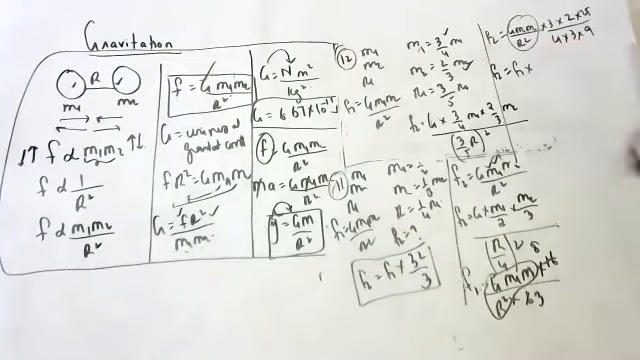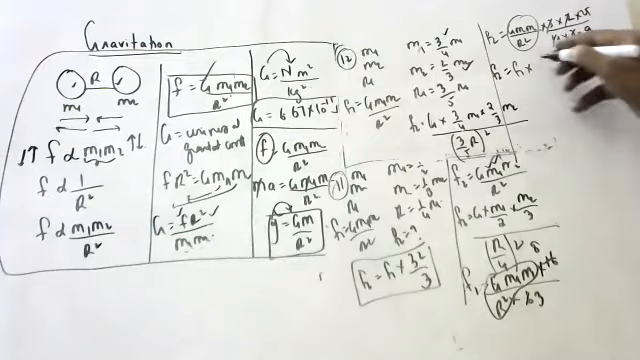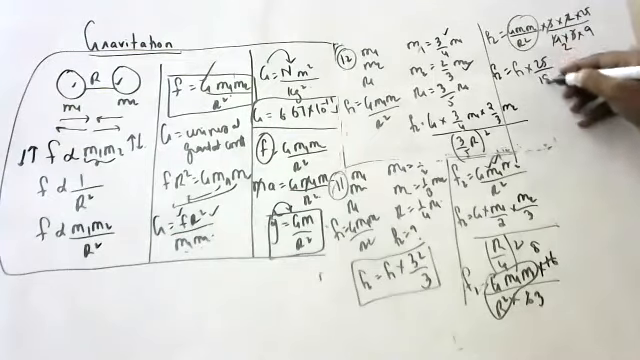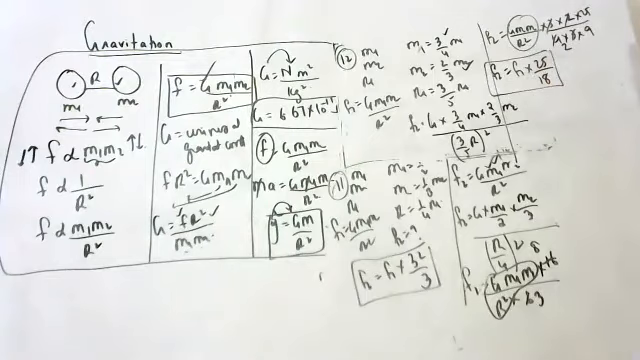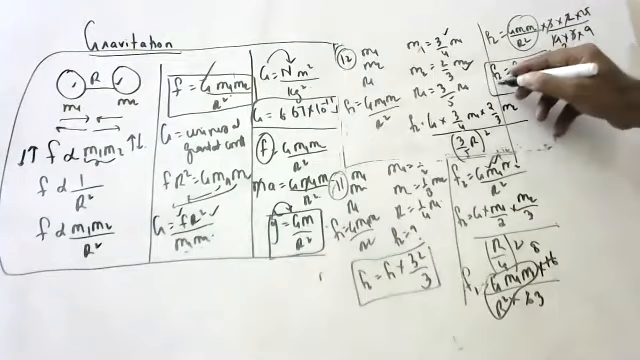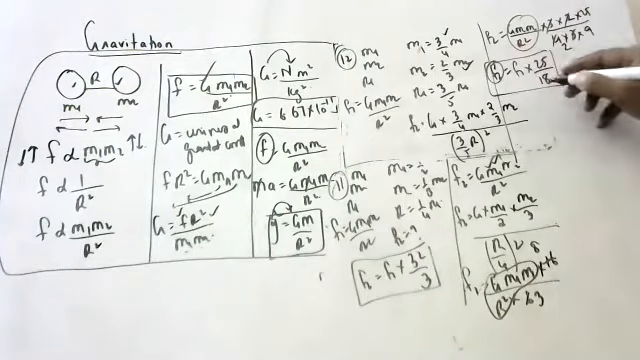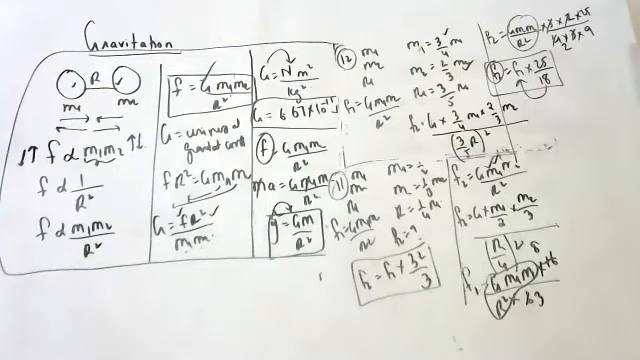F1 into 3 cancel, 2 2s are 4... 25 by 18 times the original. F2 is becoming 25 by 18 times the original. The second force is becoming 25 by 18 times the original.